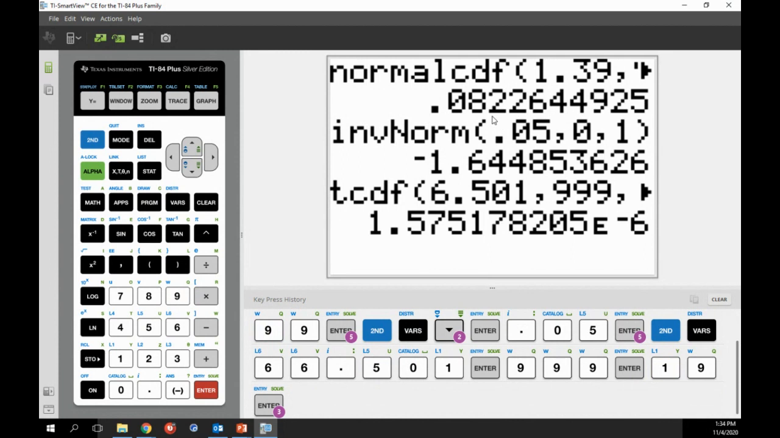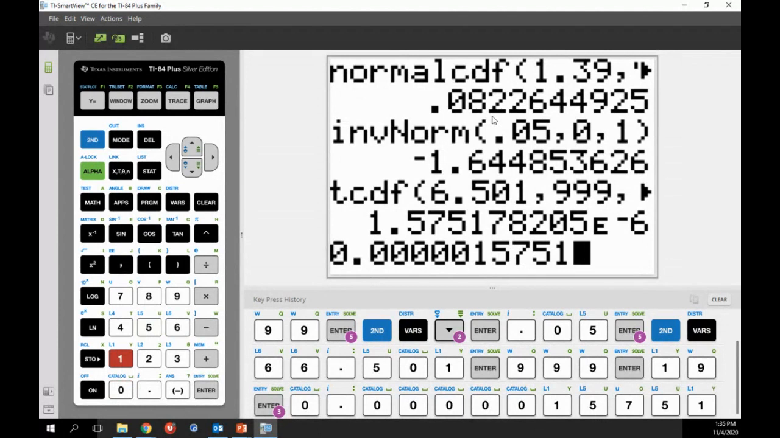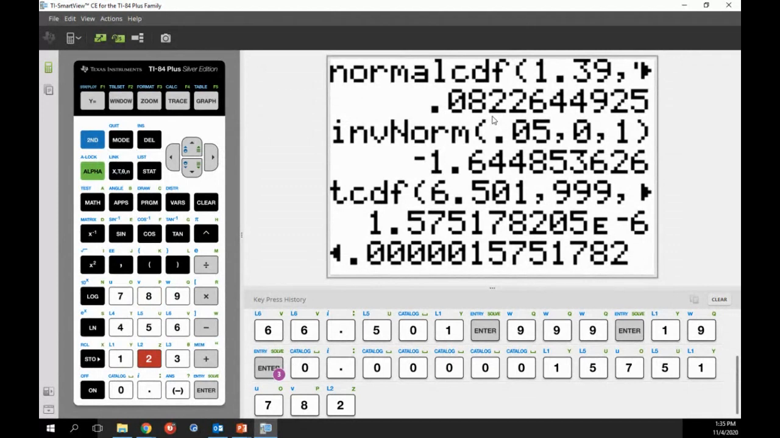Oh, that's a lovely number. Anyone know what it means when it gives you that E to the negative 6? You have to move the decimal place which direction? To the left 6 times. So what this number really looks like is 0.000157517. That's what this number really looks like.